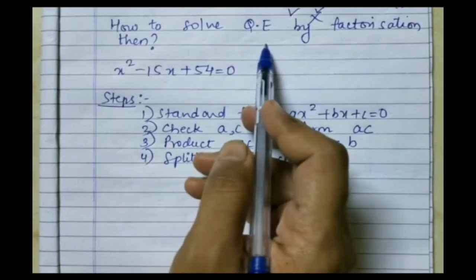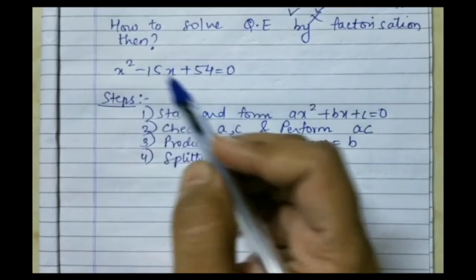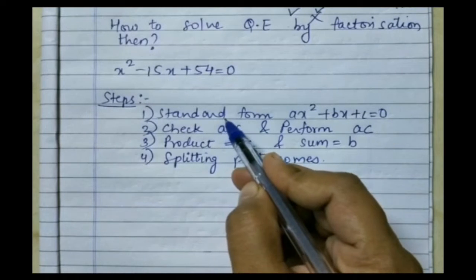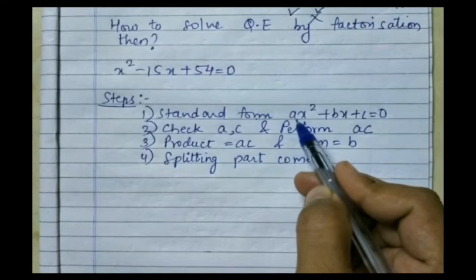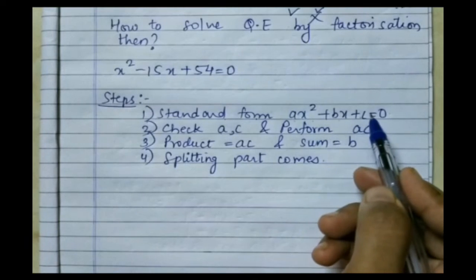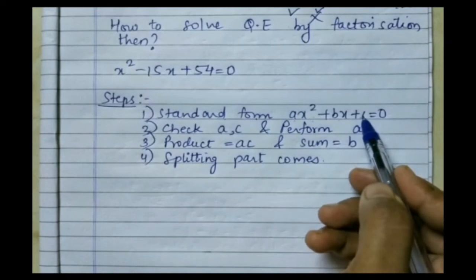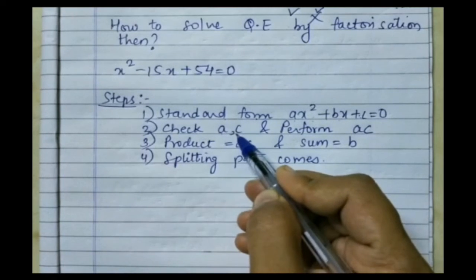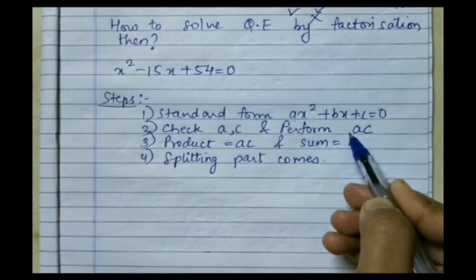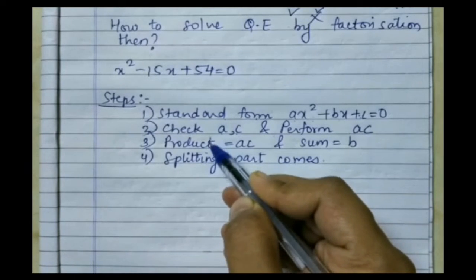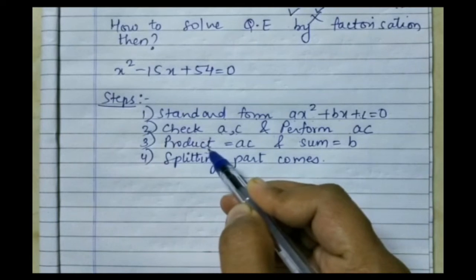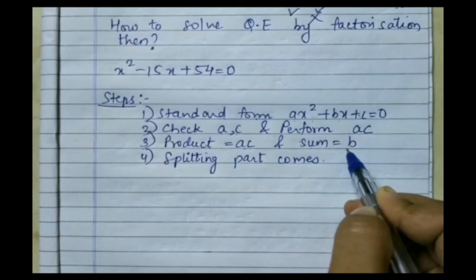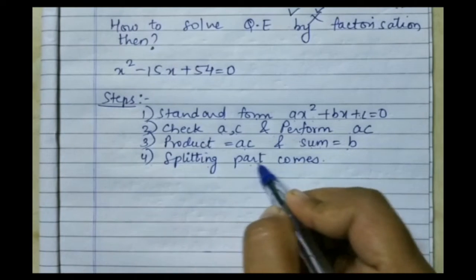How to solve the quadratic equation by the factorization method then? These are the steps which I have listed. First, you need to check whether your equation is in the standard form, that is ax square plus bx plus c equal to 0. If it is not in the standard form, bring it into the standard form. Then check the values a and c, and you will have to perform AC. Here two components come into the picture, the product and the sum. The product should be AC and the sum would be the b coefficient. And then you do the splitting part.